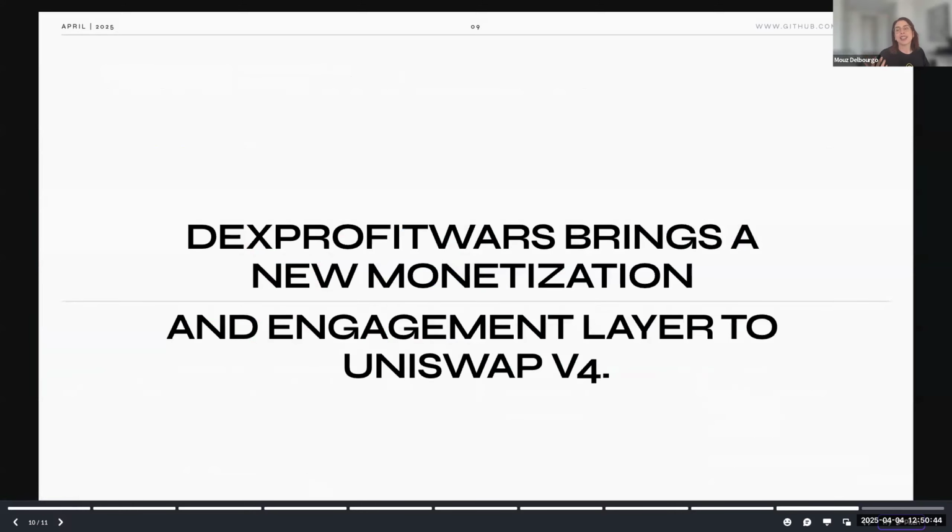So in closing, to wrap up, DEX Profit Wars is the hook that brings a new monetization and engagement layer to Uniswap. It turns traders into competitors, their swaps into stories, and off-the-charts liquidity into spectacle.